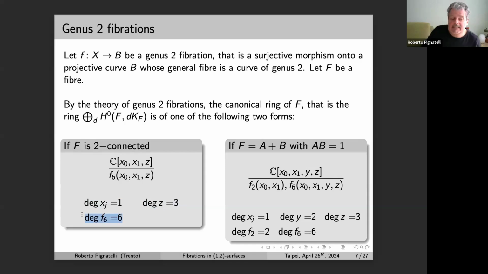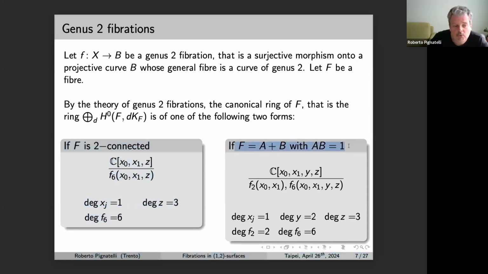Well, you can recognize, in the smooth case, Z squared equals something, so you get a double cover of P1 branched at 6 points. But in fact, this picture works not only for smooth fibers, but for most of the fibers. I mean, for the general fibers, of course, for smooth fibers, but any fiber which is irreducible, or even more generally 2-connected, has this canonical ring. 2-connected means that this doesn't happen.